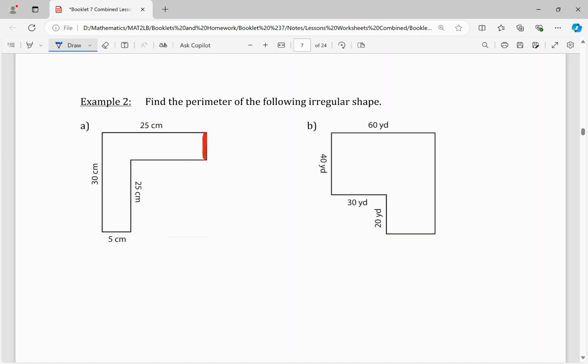Now, in this diagram, you can see that these two lines which I'm highlighting blue run in the same direction as the one that I'm highlighting in red. That means that they're all parallel to each other. These are the side lengths in blue that are going to help us find the side length in red. Let me show you how.